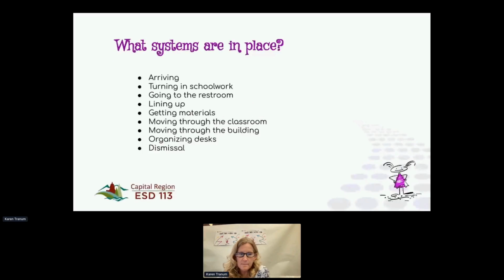Our systems are going to be changing quite often. When arriving, we started out going through this door, getting our temperature taken. Some schools were having kids get their temperature taken on the bus before they entered. But the key thing to note is that students should know ahead of time what is going to be happening when they get off the bus.